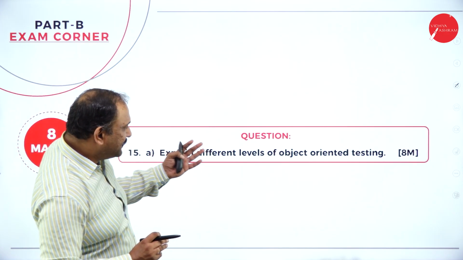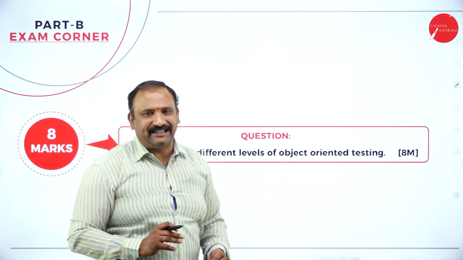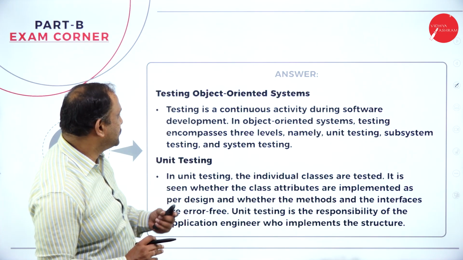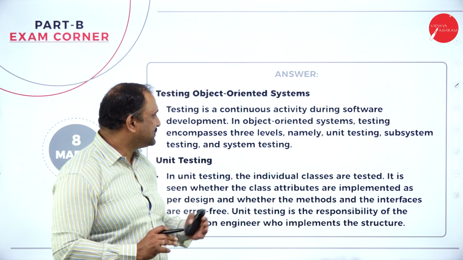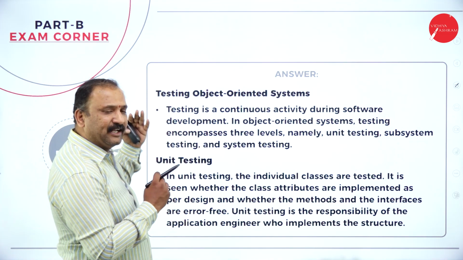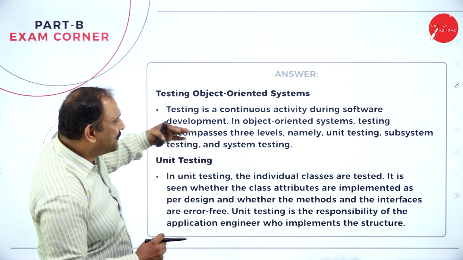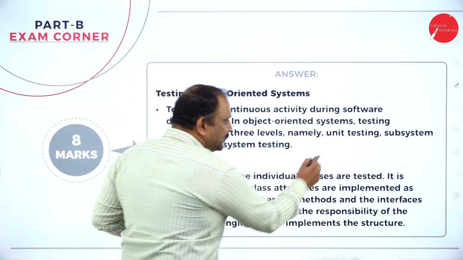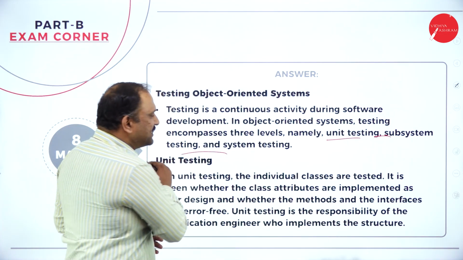Followed by, explain the different levels of object-oriented testing, which is a very, very important question. Now, testing an object-oriented system is a continuous activity that happens during the software development. In an object-oriented system, it encompasses 3 levels, starting with the unit testing, the subsystem testing, and the system testing.